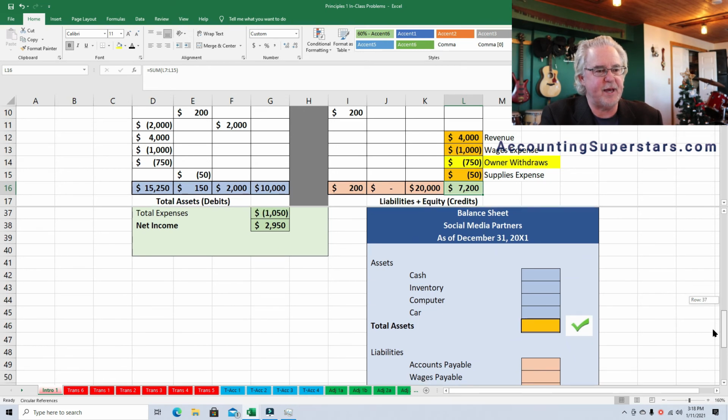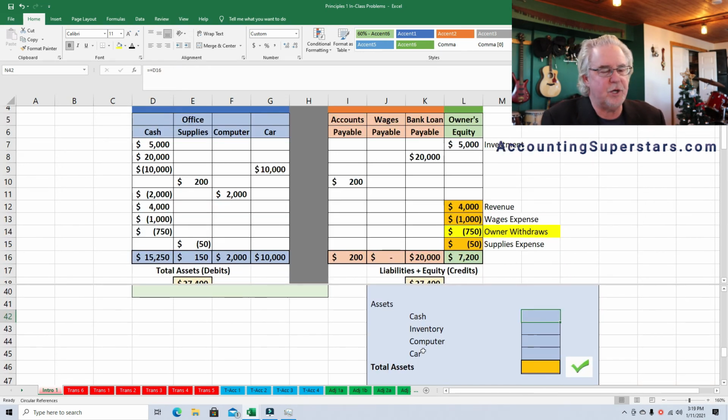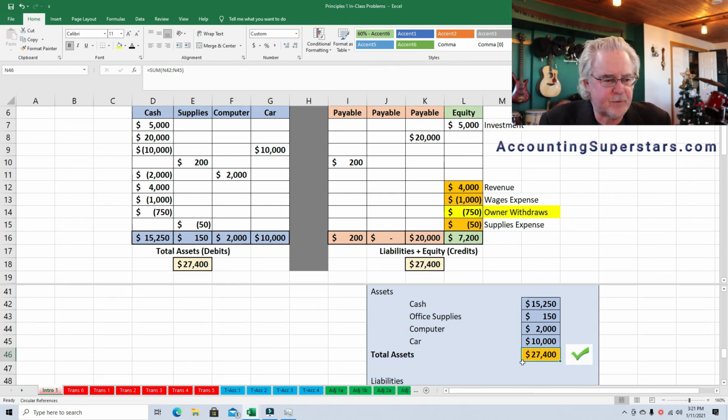So we're coming down here to the balance sheet. The balance sheet is super easy. So how much cash do we have at the end of the month? Well, we've got $15,250. So $15,250. There we go. Office supplies. Let's get the balance in office supplies. It's $150. And the computer's got $2,000 as the balance. And the car's got a balance of $10,000. All we're going to do is add up the total assets here. Add it up. But there we go.